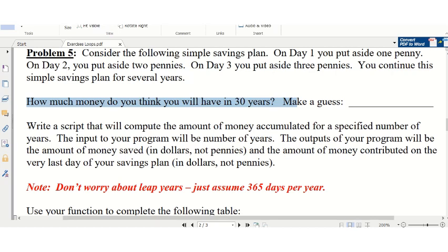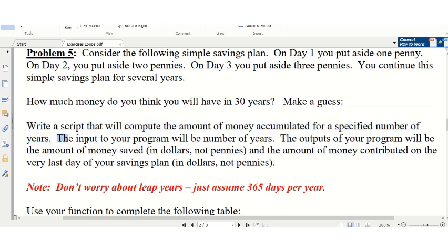So this is the requirement. Write a script that will compute the amount of money accumulated for a specified number of years. Accumulated money means 1 plus 2 means it's coming to 3. Again on the third day 3. 3 plus 3, 6 it is coming. So this is called accumulated money.